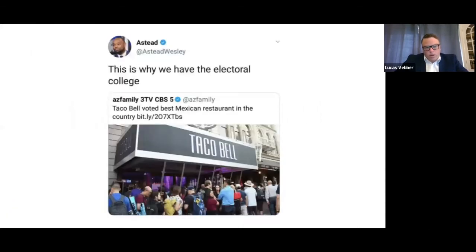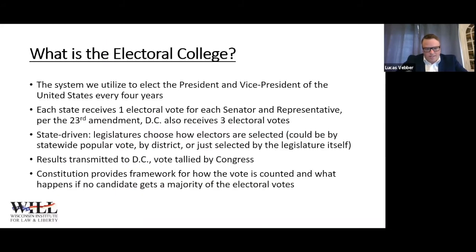So with that, always begin with a brief cartoon here, or an anecdote. This is just a tweet that was out there. This is why we have the Electoral College. Obviously, Taco Bell voted the best Mexican restaurant in the country. Just a little humor.